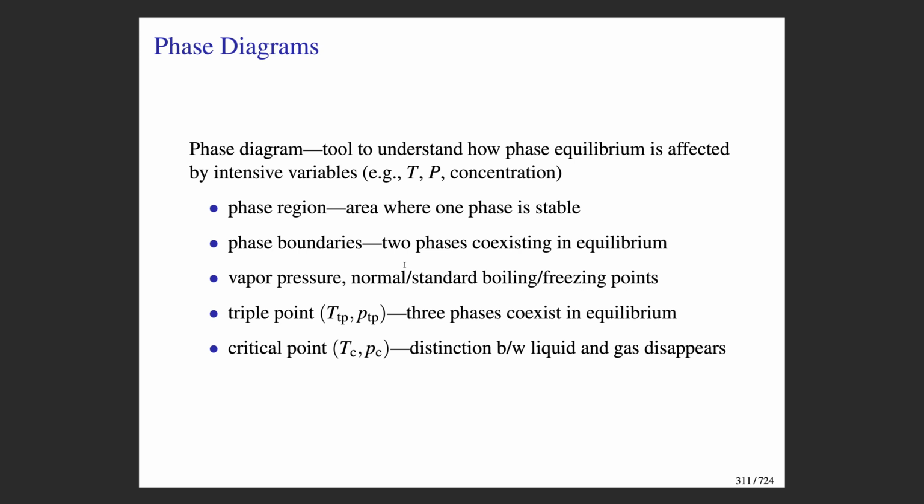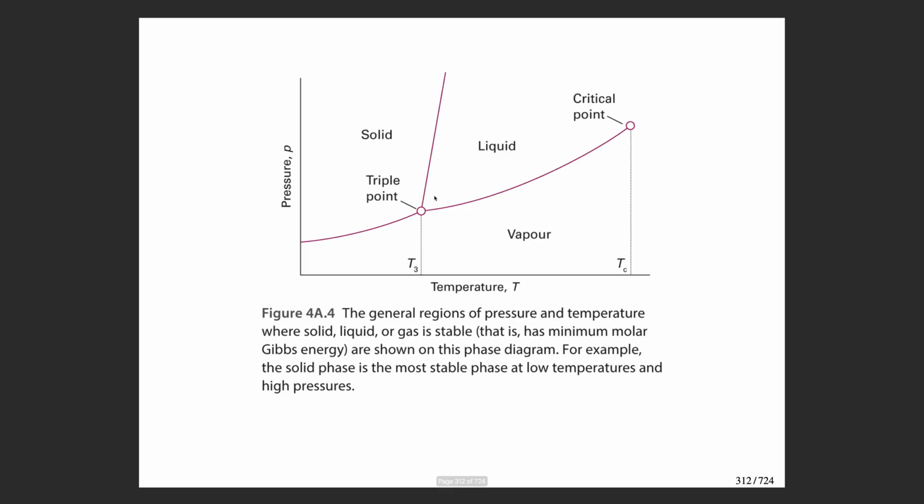Lastly, we've got the triple point and the critical point. The triple point is a special point on the diagram where the solid, liquid, and vapor regions meet. So all 3 coexistence curves converge to the same point. And so at this special point, the triple point, you've got all 3 phases coexisting with one another in equilibrium. Each substance has its own unique triple point.